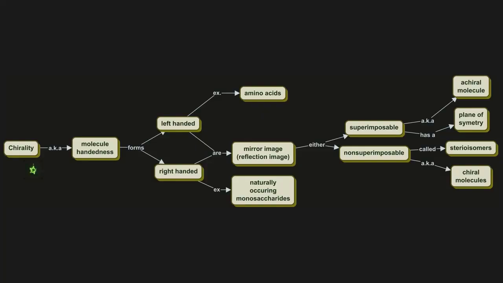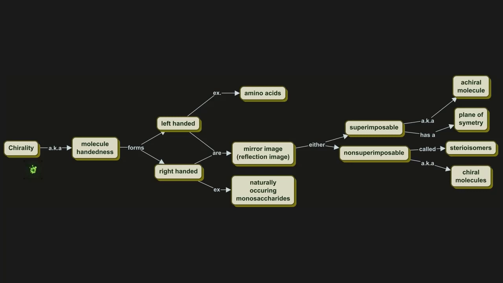So this is the concept map. It's actually a summary about chirality. What is it all about? In this entire presentation, we'll be looking into the different elements of this concept along with their examples.